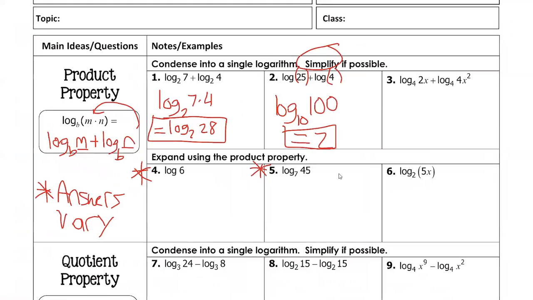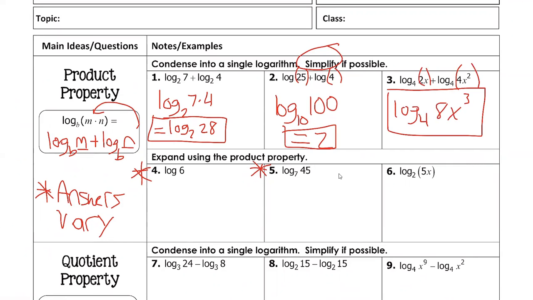So, this next one with variables, you keep the same base, but then you multiply your inputs. So 2 times 4 would be 8. X times x squared would be x to the 3rd. So that's the idea when you're condensing. You're putting together your logs into one log.